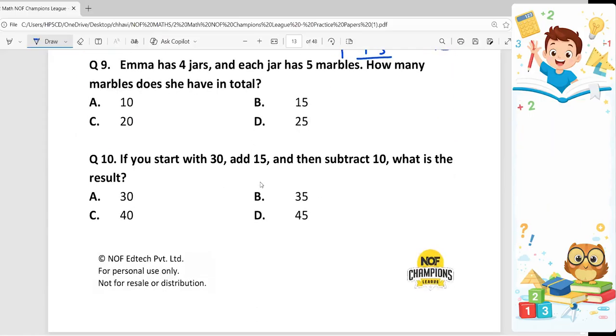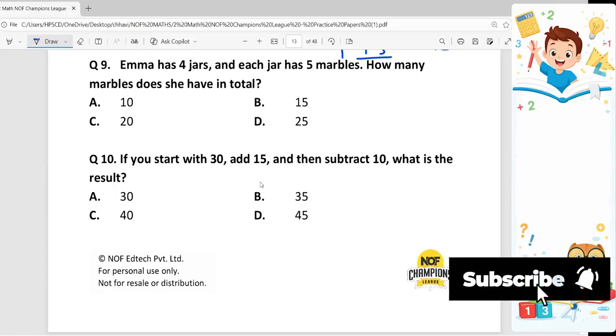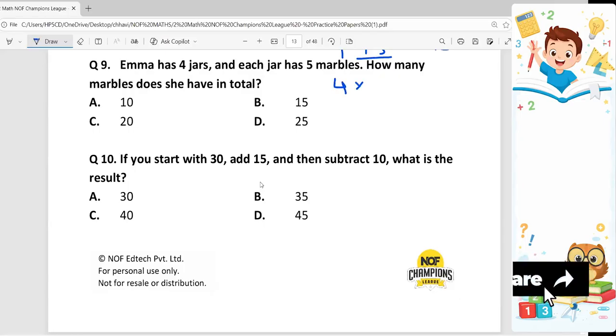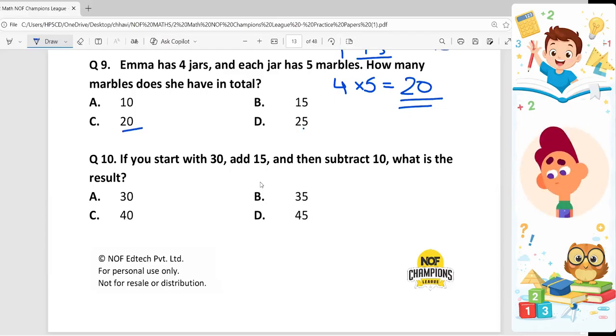Ninth. Emma has 4 jars. Each jar has 5 marbles. How many marbles does she have in total? So Emma has 4 jars and 5 marbles in each jar. We have to count the total. So 4 fives are 20. So we have to see where the 20 is. This is the total number of marbles. First is 10, second is 15, third is 20, and fourth is 25. So our option C is the correct one.